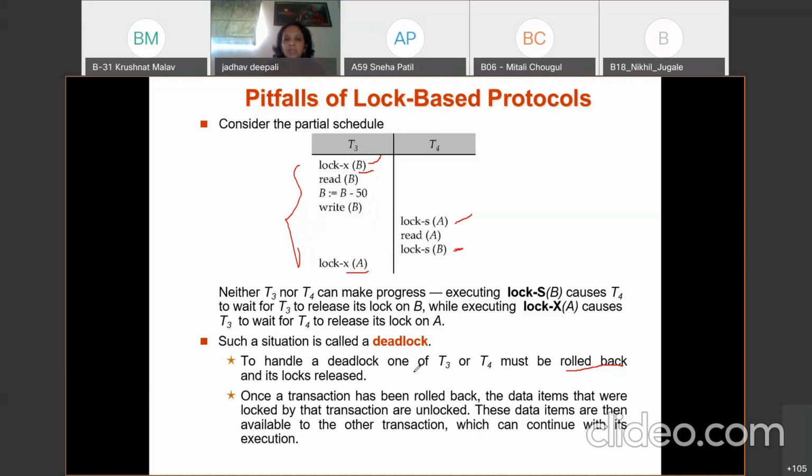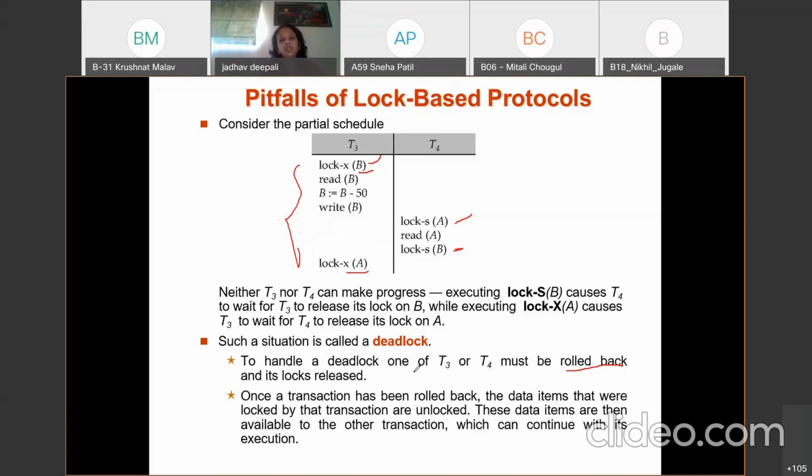Also, there are so many algorithms to avoid the deadlock or to release from the deadlock, but we are not going to study them in detail because it is already covered in operating systems. Only the concept of deadlock we are going to study here. This question is normally asked in the oral exam: what is meant by deadlock? You can explain it with a simple example.